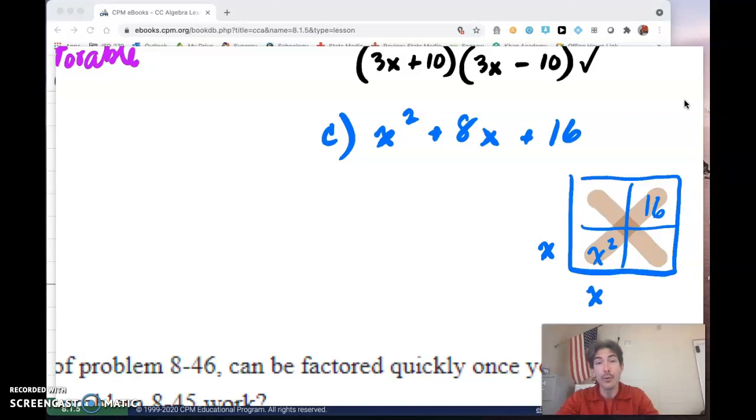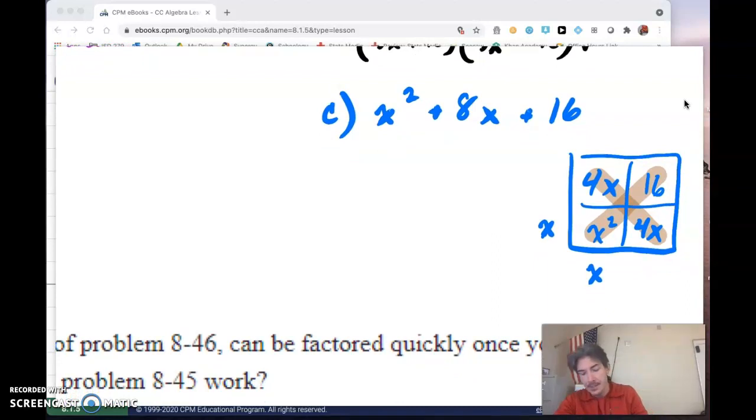Oh, 4 and 4 multiplies to be 16. And conveniently, 4x and 4x multiplies to be 16x squared, and adds up to be 8x. Another way of thinking here is if I multiply x, I need a 4 here to make that 4x, and if I multiply by x, I need a 4 here to make that 4x as well. Now check this out, because look at this pattern. What do you notice?